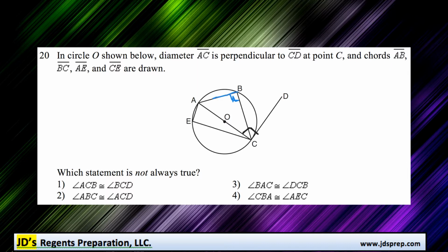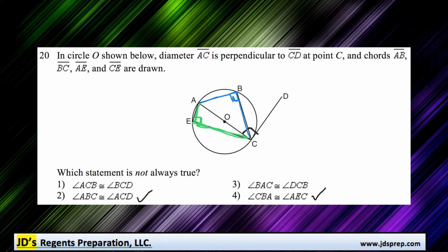That's because it's an inscribed angle that is subtended by a semicircle. And similarly, the angle at E is also going to be 90 degrees for the same reason. It's an inscribed angle subtended by a semicircle. Based on that knowledge, we can say that statement number 2 is always going to be true, that ABC and ACD are equal because they're both 90 degrees. And option number 4 is also always going to be true. That one says that CBA, that's that blue angle there, is equal to angle AEC, the green one.